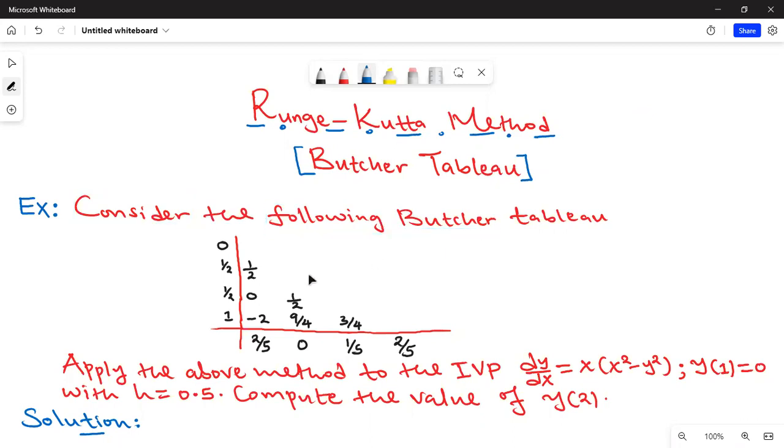Consider the following Butcher table. We have the table as you can see. Apply the above methods to the initial value problem given by dy over dx is equals to x times x squared minus y squared, and the initial condition is that y at 1 is equals to 0. Use step size of h is equals to 0.5 and compute the value of y of 2.